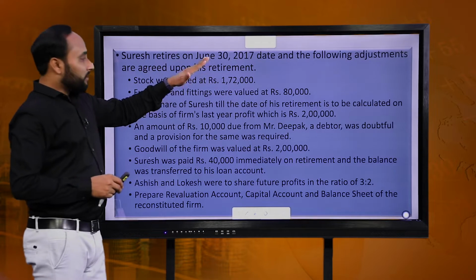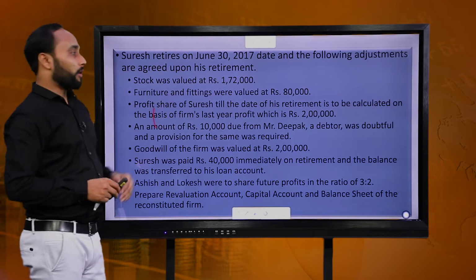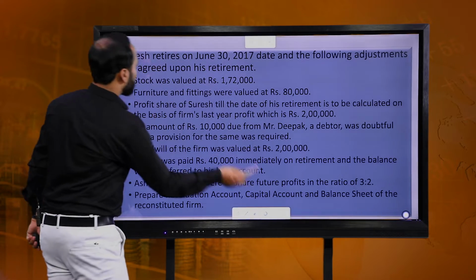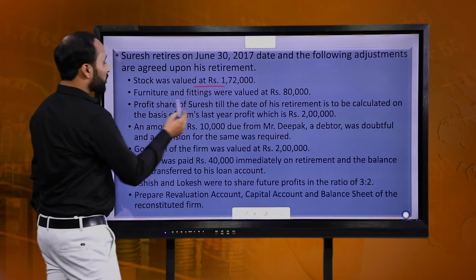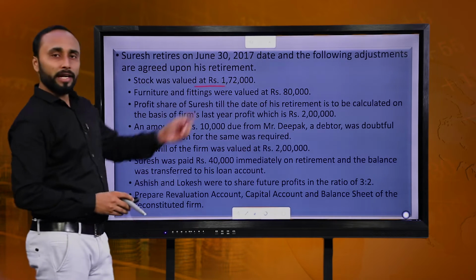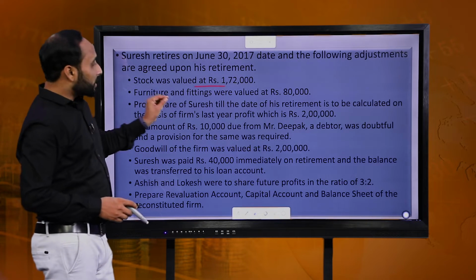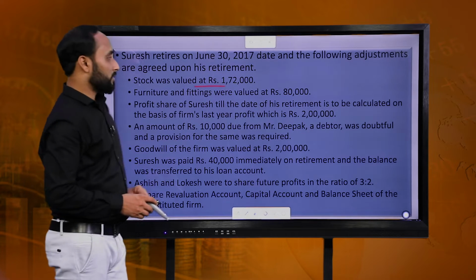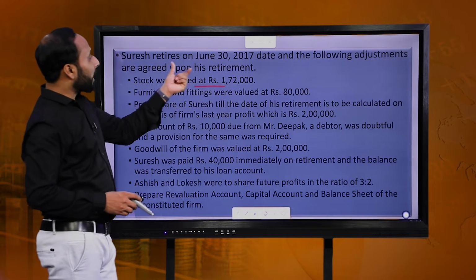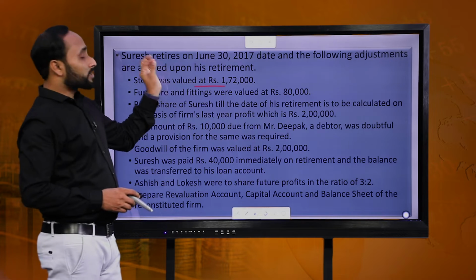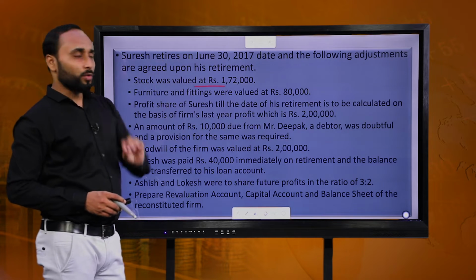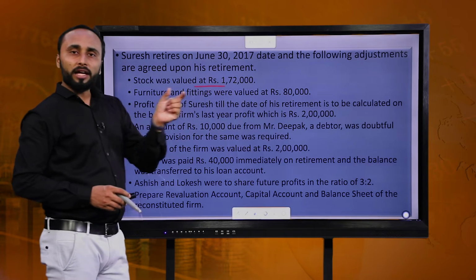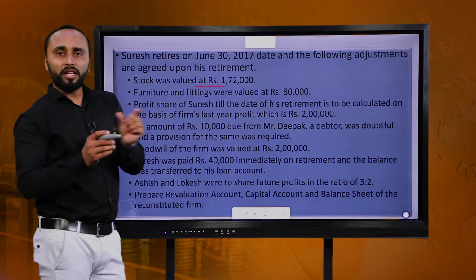Then on his retirement, certain things are being agreed upon. The first thing is stock is to be valued at 172, furniture and fittings are to be valued at 80,000. Profit share of Suresh till the date of his retirement, because he is getting retired in the middle of the year. This is another new catch that we have put in this question. The partner is getting retired somewhere in the middle of the year.